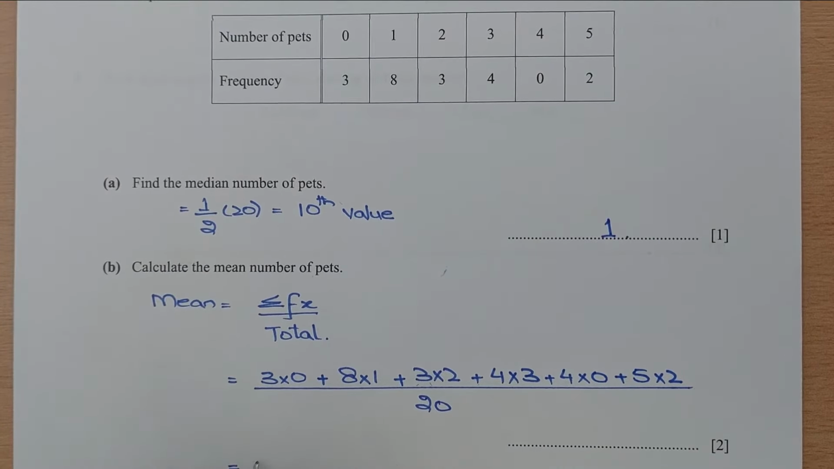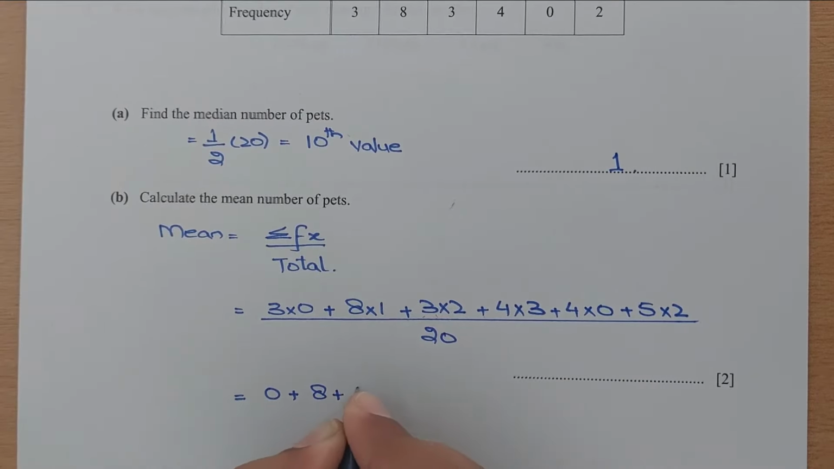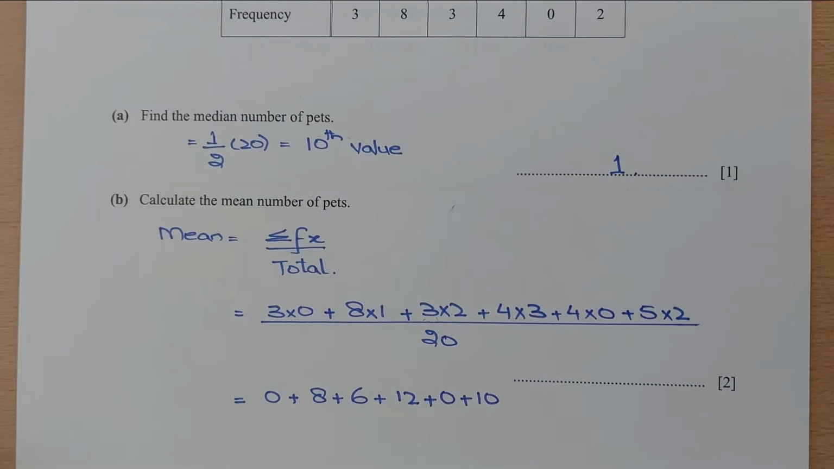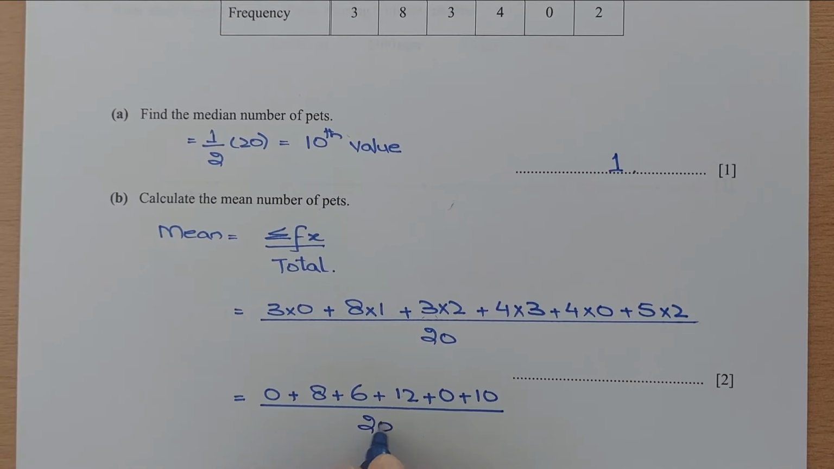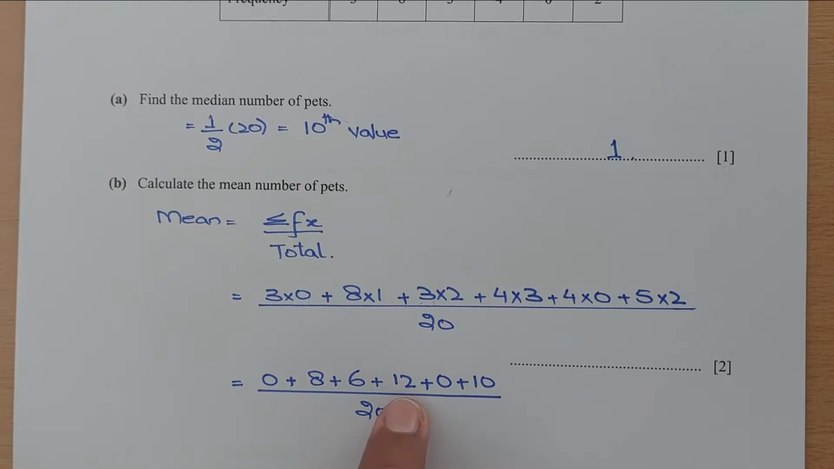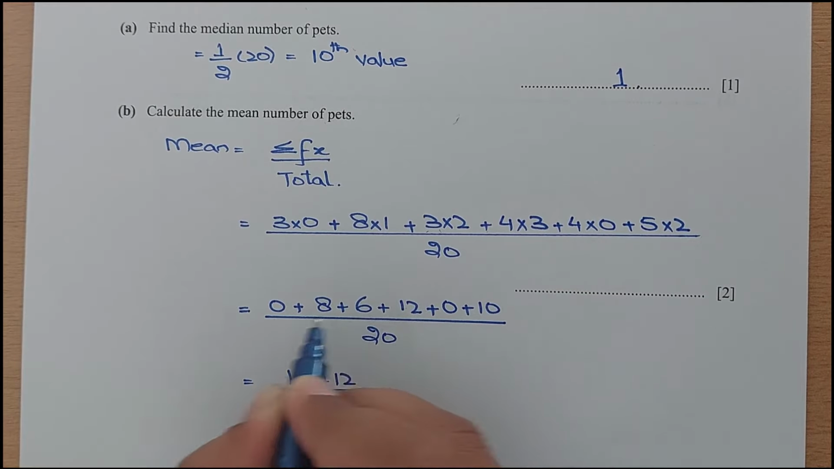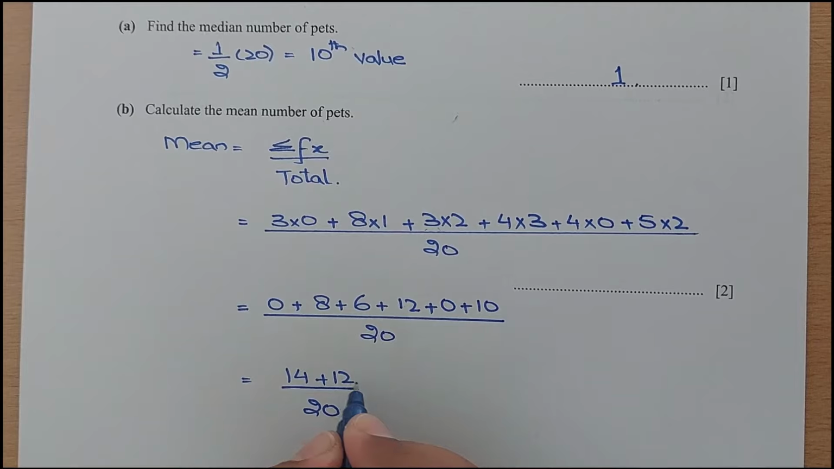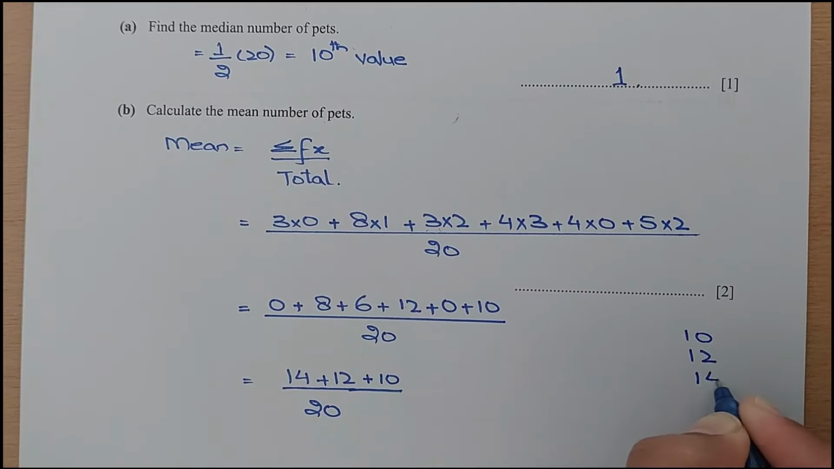So 3 times 0 is just 0, 8 times 1 is 8, 3 times 2 is 6, 4 times 3 is 12, 4 times 0 is 0, 5 times 2 is 10, and then dividing by 20. Yes. So let me add the numbers. So 6 plus 8 is 14, and then plus 12, and then plus 10 as well.